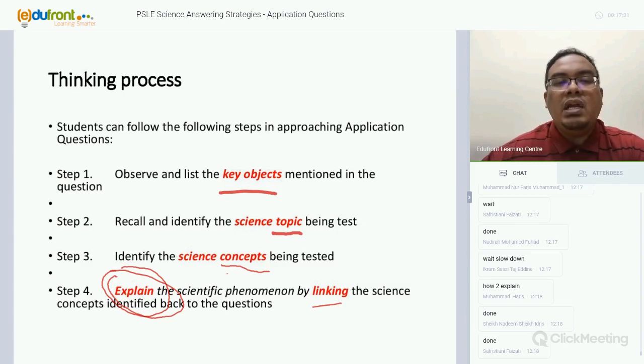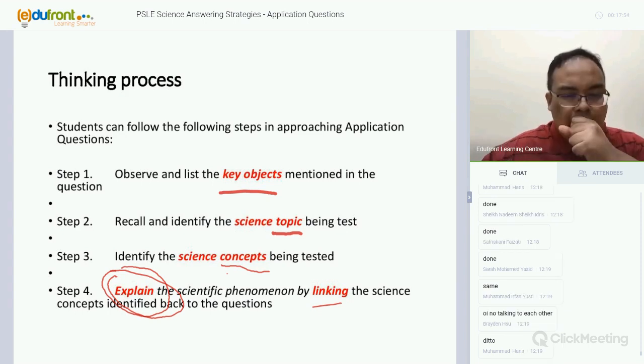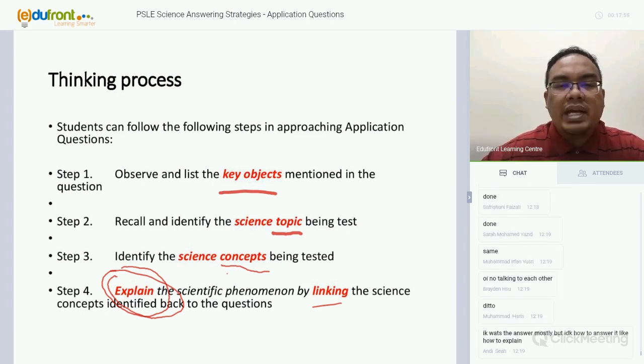Thirdly, even if you are able to identify the correct science concepts, which I believe many of you are able to do, you are not able to explain fully what happened. You are not able to fully explain using the scientific concept and link back to the question. This is the problem many students face. Some of you try to explain, but you do not have the correct answering technique or skills to explain fully, and you lose marks. You either get 0 marks or only half the marks.